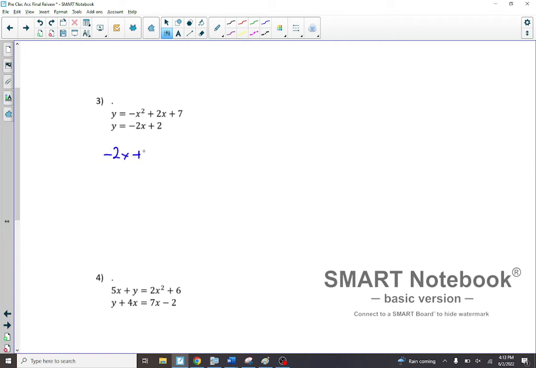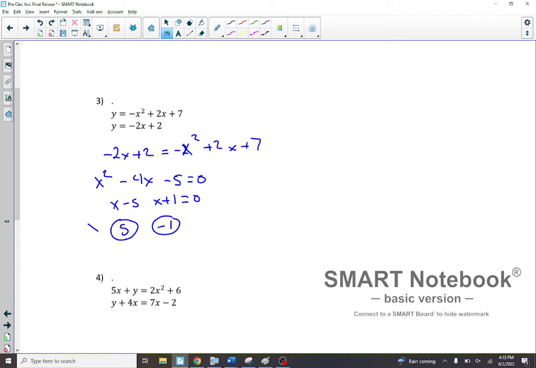So negative 2x plus 2 equals negative x squared plus 2x plus 7. Then I'm going to solve set equal to 0. I'm going to move it so that x is positive. So it's going to be x squared minus 4x minus 5 equals 0. So it's going to be x minus 5, x plus 1 equals 0. So your x are negative 1 and positive 5. These are your x values.